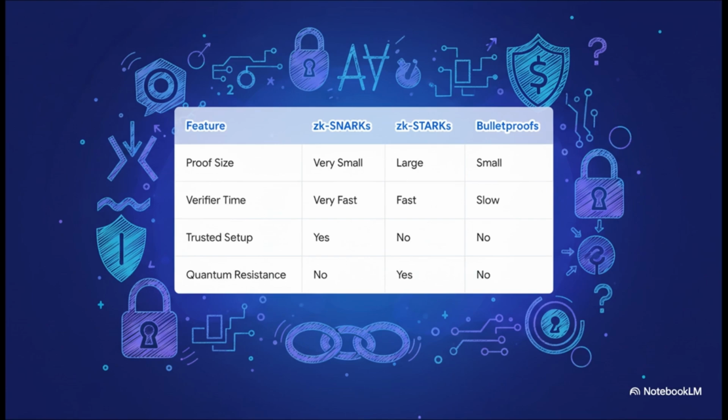Then you have zk-STARKs. They don't need a trusted setup, which is great, and they're even resistant to attacks from future quantum computers. The trade-off? The proofs are much larger. And bulletproofs are another option that also avoids the trusted setup, with small proofs, but they take longer to verify. So you see, there's no silver bullet here. It's all about choosing the right technology for the problem you're trying to solve.